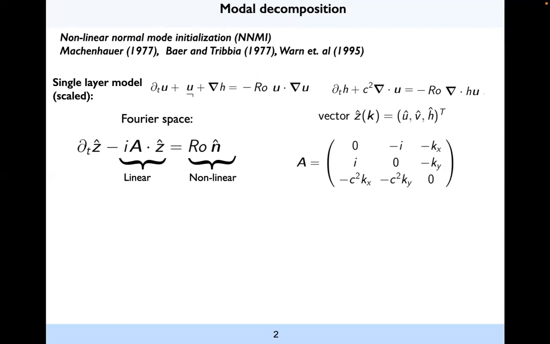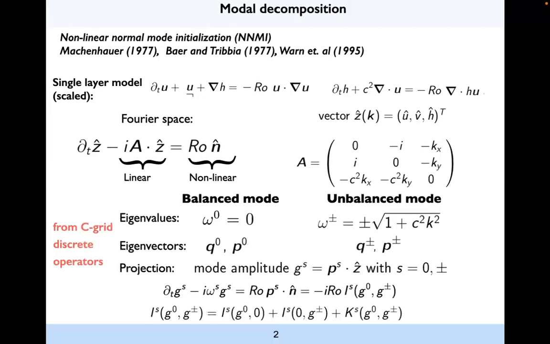Then you have the matrix A, which contains all the linear terms, and the vector N, which contains the nonlinear terms. You notice the parameter Rossby number on the right-hand side, and this is used for expansion in Rossby numbers. So for linear decomposition, if you have the matrix A, you can just solve it for its eigenvalues, and you get 3 eigenvalues.